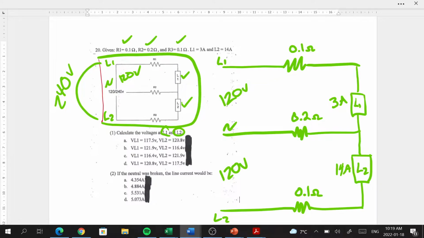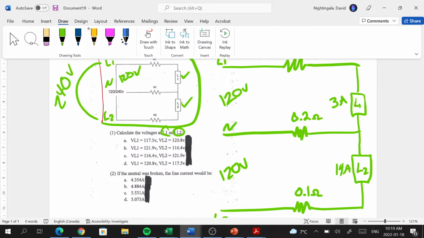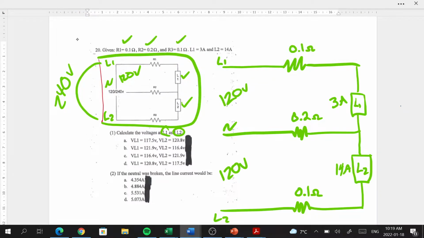Okay, first thing I want you to recognize here, I'm going to just change my pen, is that we have a very unbalanced three-wire system. We have 3 amps flowing through load 1 and 14 amps flowing through load 2. In a typical three-wire circuit, we want to make sure that the loads are as balanced as possible. In this case, it's not. There are going to be consequences if the neutral breaks, and we're going to tackle that part of the question in part 2 of question 20.